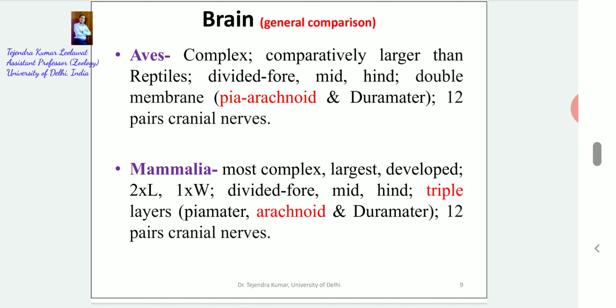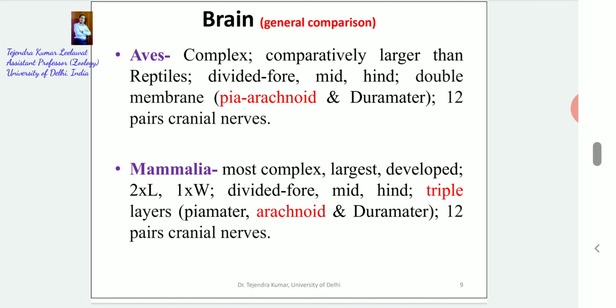Triple layers are there: pia mater, arachnoid, and dura mater. Pia arachnoid was present in the birds. Now it gets separated and converts into two brain membranes, two layers. One is pia mater, another is arachnoid, and the third one is dura mater. So hence we can say that here are three layers, and 12 pairs of cranial nerves are there.